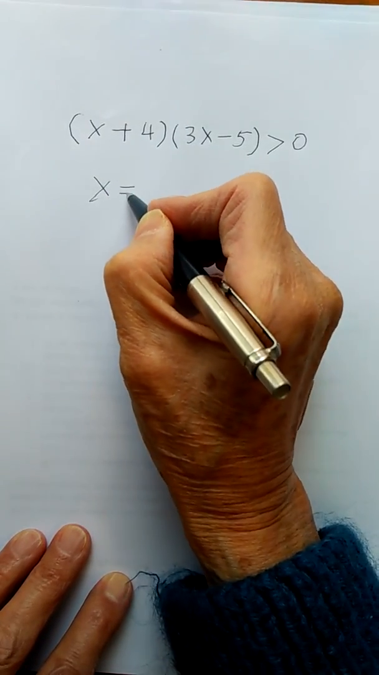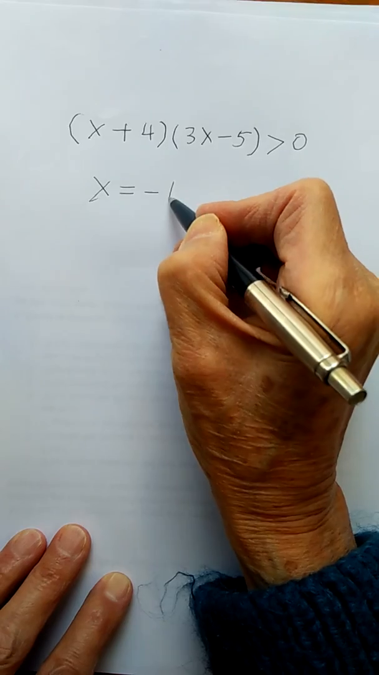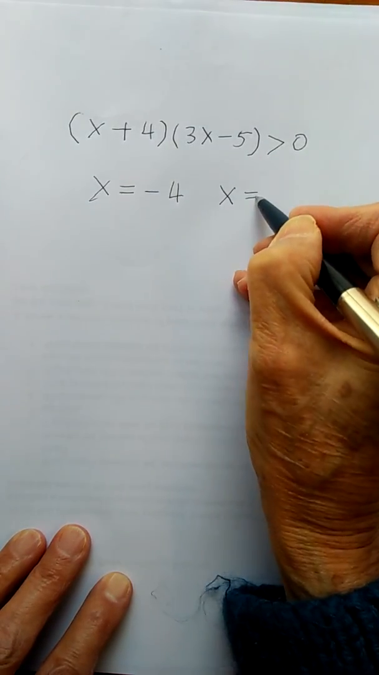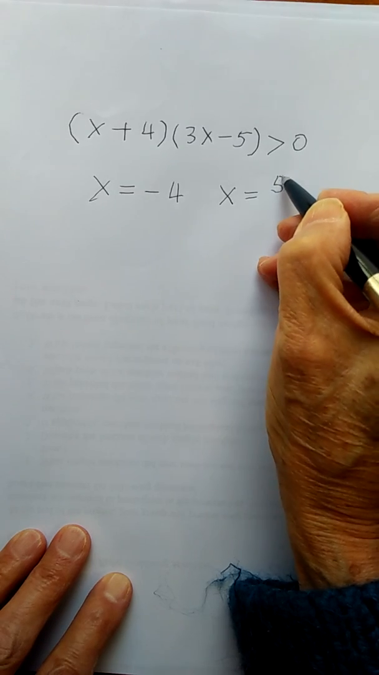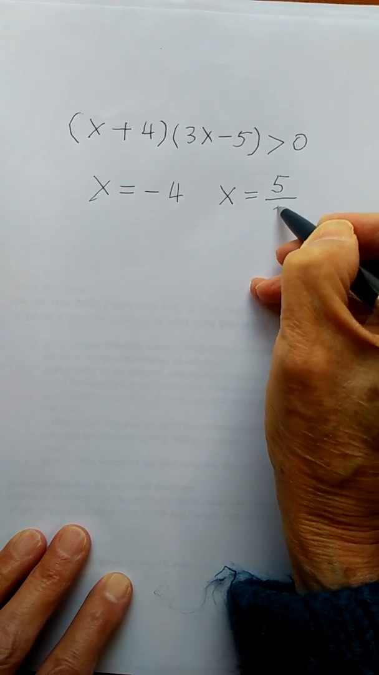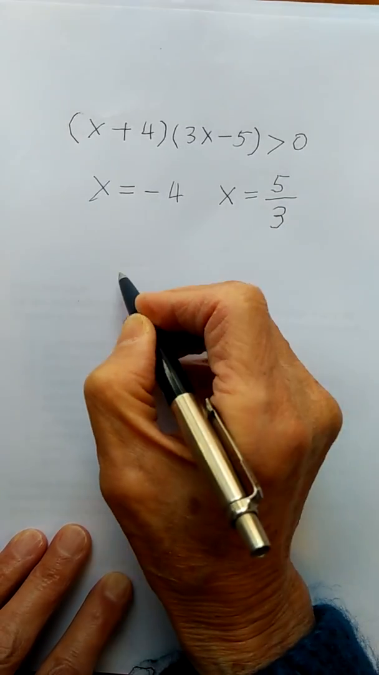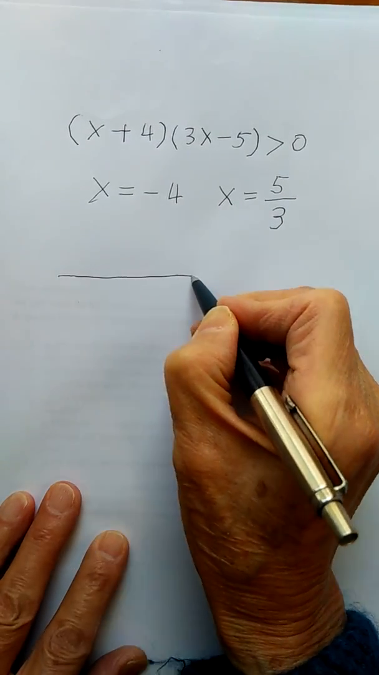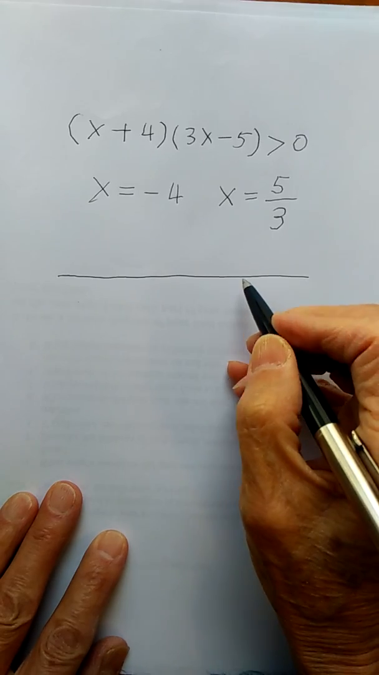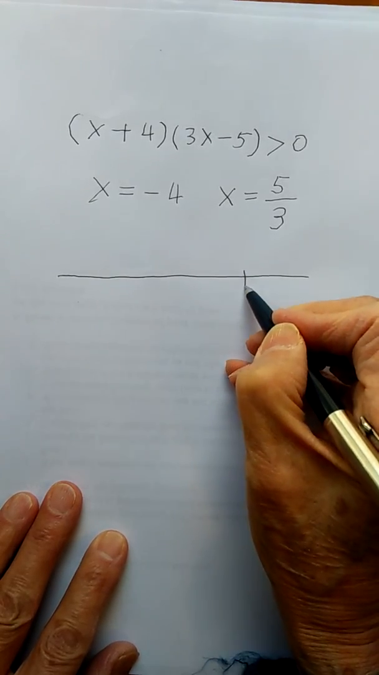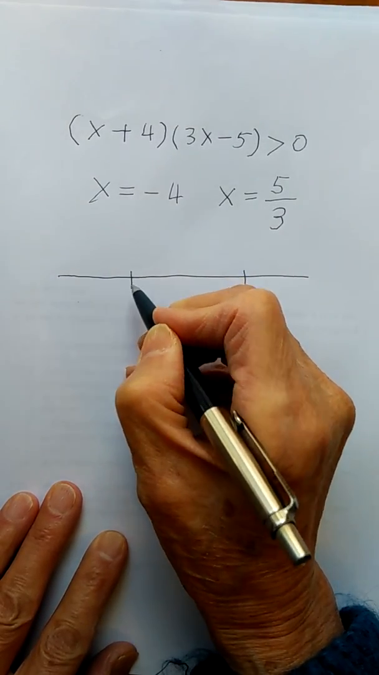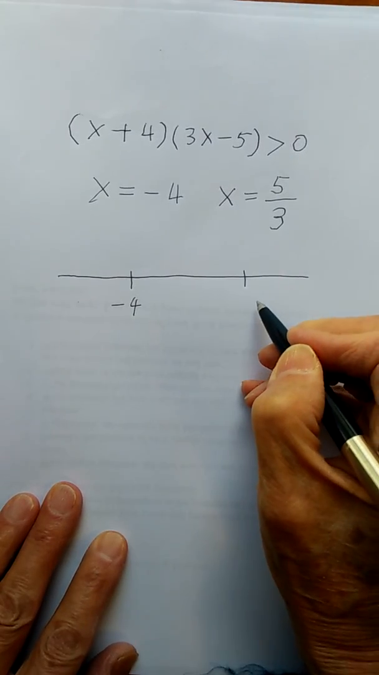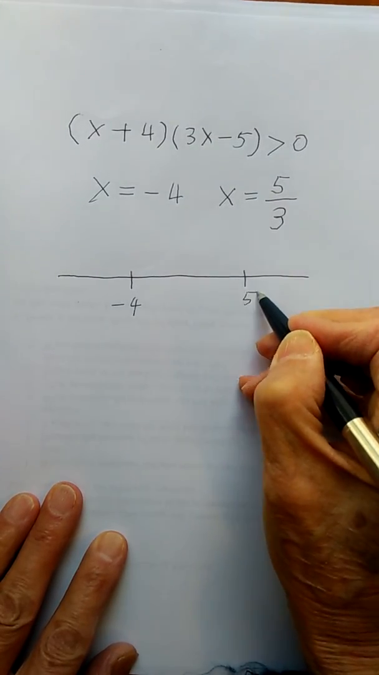x equals -4, x equals 5/3. Now we draw the number line. Mark down the two roots, or mark down the two x-intercepts, -4 and 5/3.